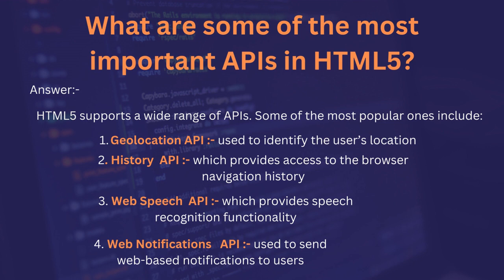notification API. The geolocation API is used to identify the user's location, the history API provides access to the browser navigation history, the web speech API provides speech recognition functionality, and the web notification API is used to send web-based notifications to the user.